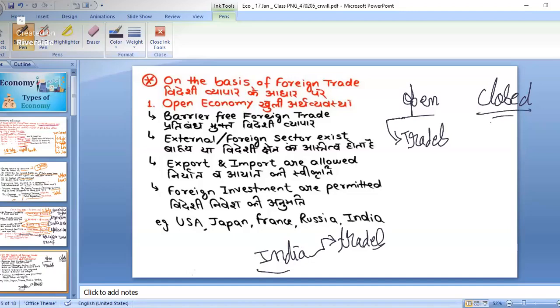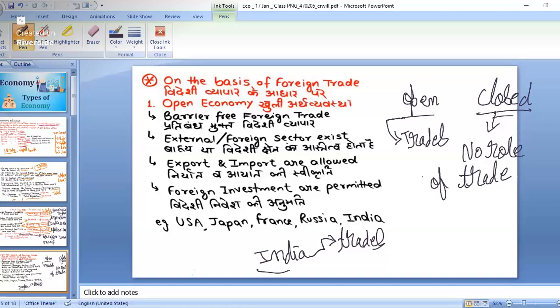Whereas in the case of the closed economy, what will be there? All those countries that come under the closed economy won't be trading with foreign countries. There will be no role of trade with the foreign countries, or if they do, it will be at a minimum extent. Only something they need, only those things they'll be importing. They will not be exporting. So we'll have no role of trade in the closed economy, and in the open economy, trades will be there.